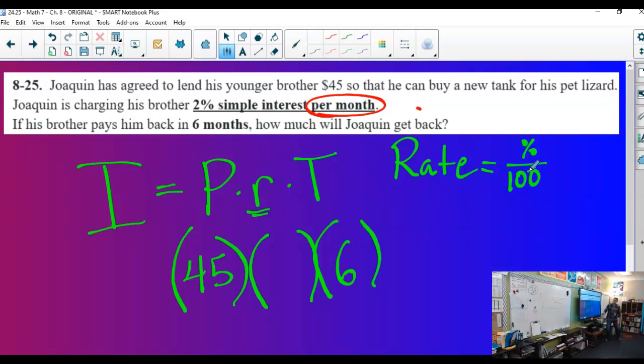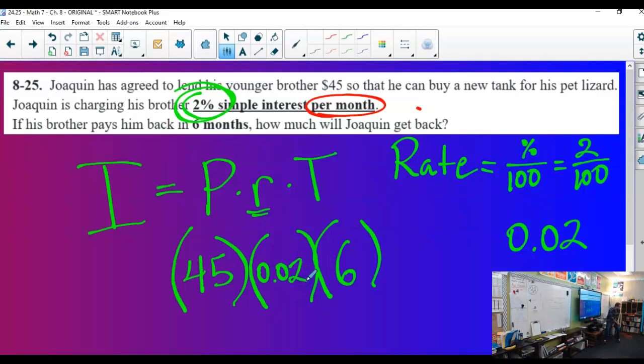Rate. We take the percent, and percent means out of 100, or divide by 100. 2 over 100 becomes 0.02, which is the decimal form of our percent. So 0.02 is what gets plugged in. And yes, you could do the division by 100 at a different spot in the problem, but that's not a good idea to get in that habit. The habit you need to get into is rate is the decimal form of percent.